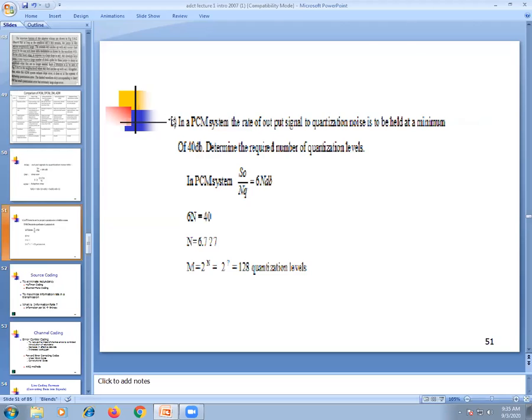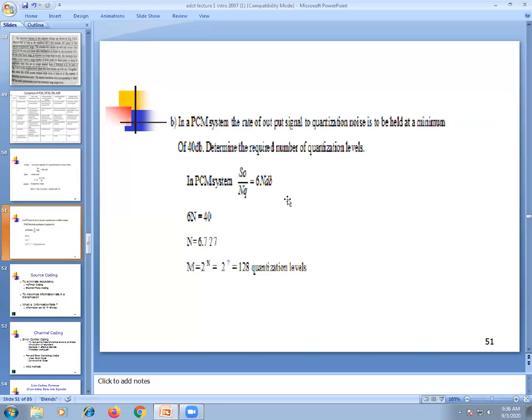Likewise for the delta modulation step size, they give the signal frequency, signal amplitude and sampling clock rate, then find out the S value. That is S greater than or equal to 2 pi FA by Fs. Likewise, these are the mathematical equations used in PCM, DPCM, delta modulation and adaptive delta modulation.